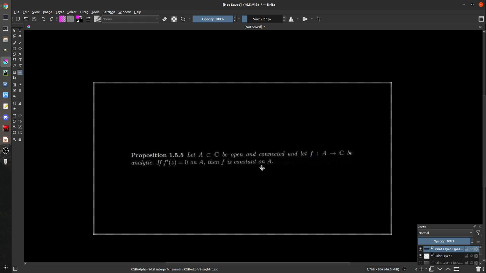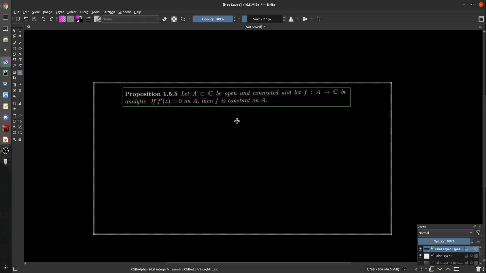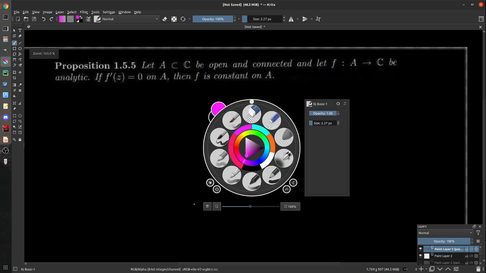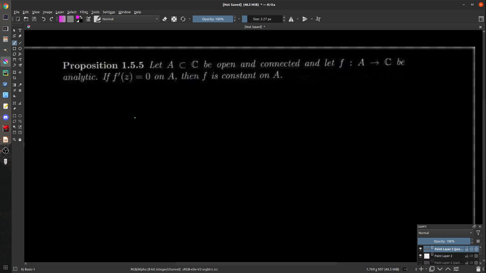Wonderful. All right, so proposition 1.5.5. Suppose that A is a subset of the complex plane that's open and connected, and so that is a domain, or a region as people like to call it. And let f be analytic, or holomorphic, if we prefer that term. If f prime of z is 0 on all of A, then f is constant on A.